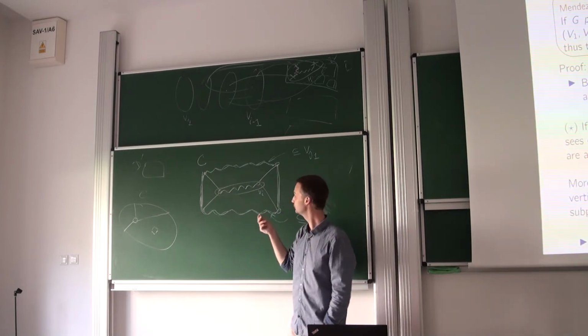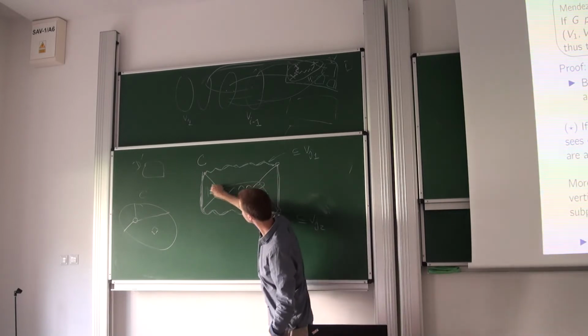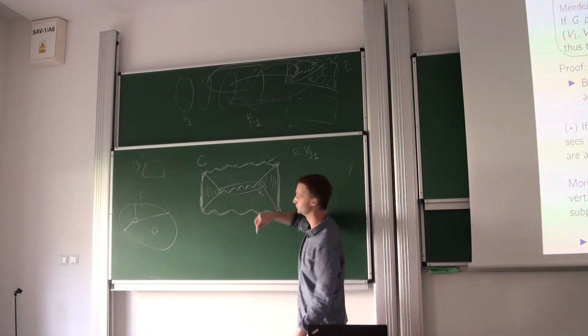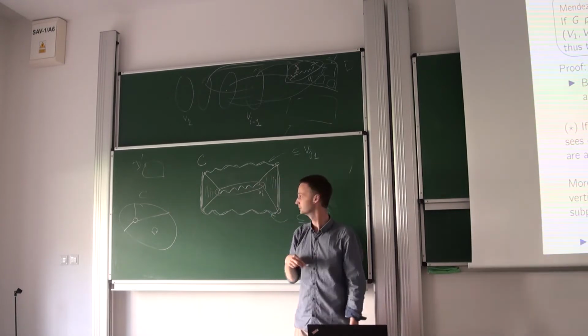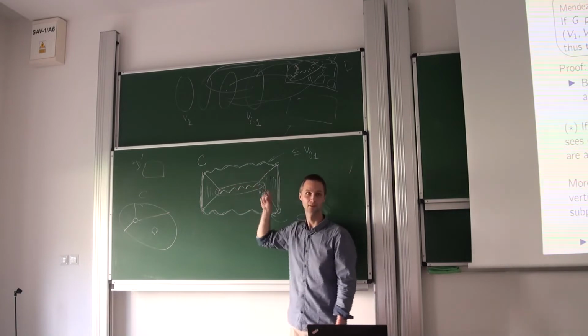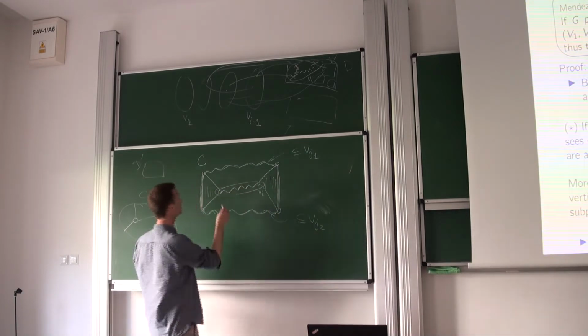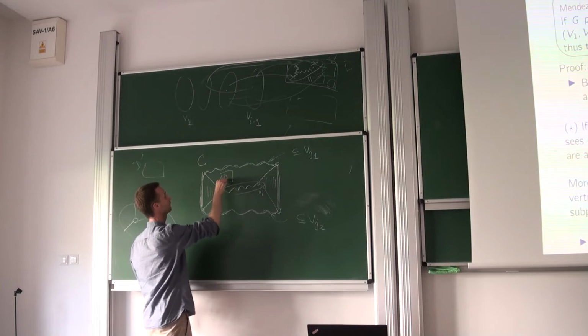So where could D prime be? Well, it's definitely not here, because that's a facial triangle. That's a facial triangle as well. But it will be here or here. Okay, without loss of generality, let's assume it's here. That's my D prime.